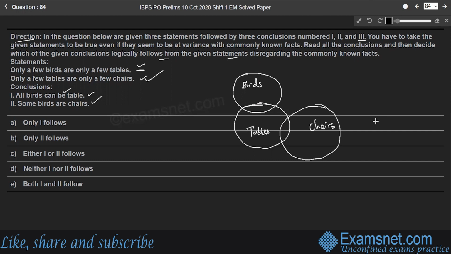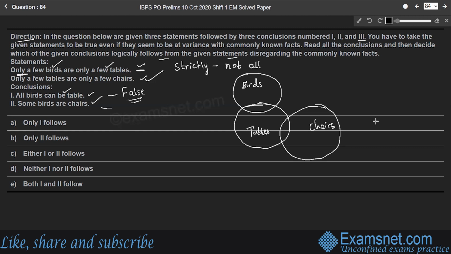So now the conclusions. All birds can be table. So here, all birds can be table is a false conclusion, because it is given that only a few birds are only a few tables. Whenever there is the word only, it is strict. Strictly few birds are strictly few tables, not all. The meaning is not all. Right? Therefore, as only a few birds are table, some birds are not table. Therefore, it is a false conclusion.